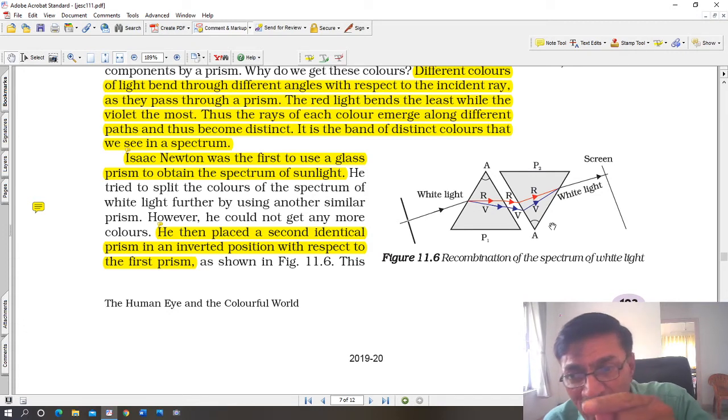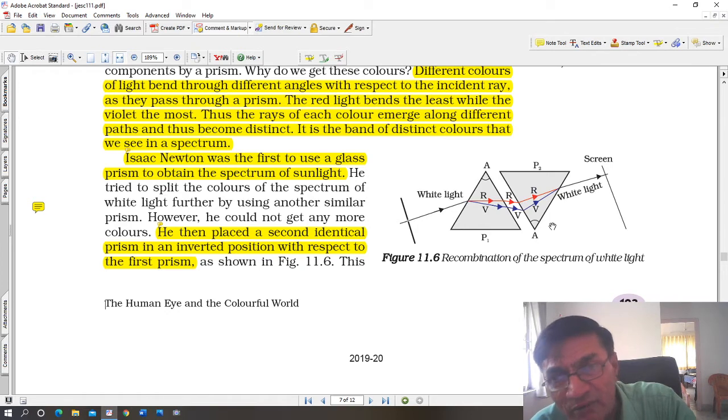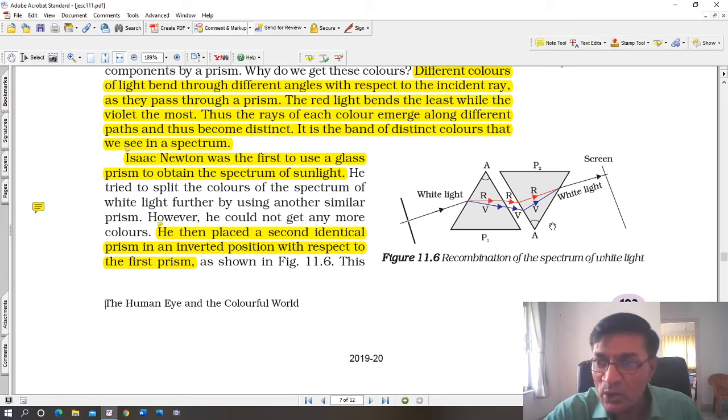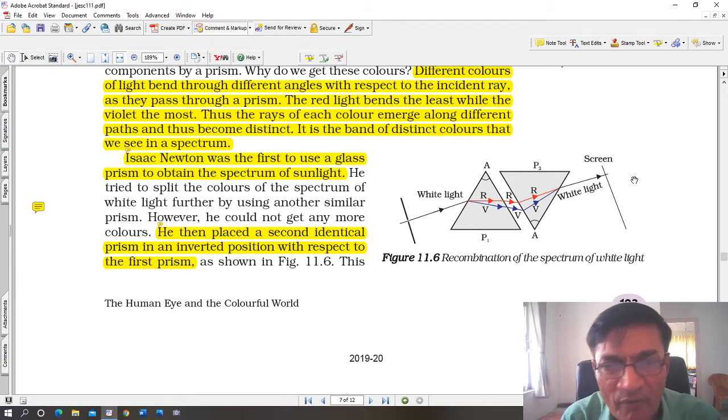So the split light, the 7 colors, will again pass through the second prism, but this time they will start combining, and when it comes out on the other side, it will be white light again. On the screen, you will see a single band of light, not multicolored light. In the second prism, the rays of light of different colors recombine to form white light. This is called recombination of the spectrum of white light.